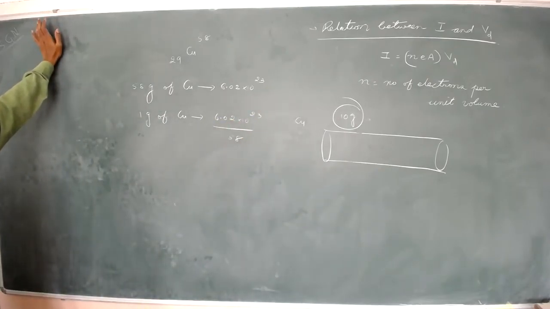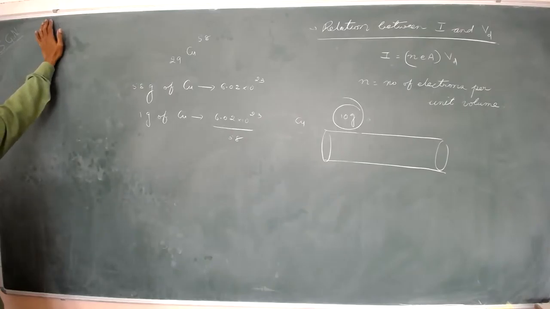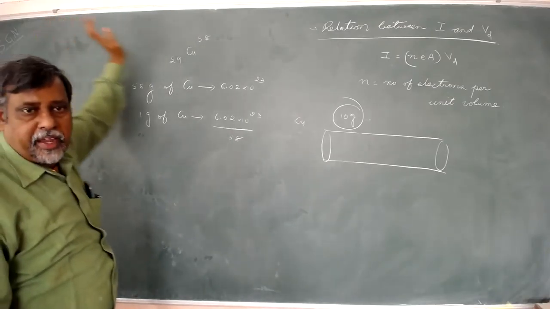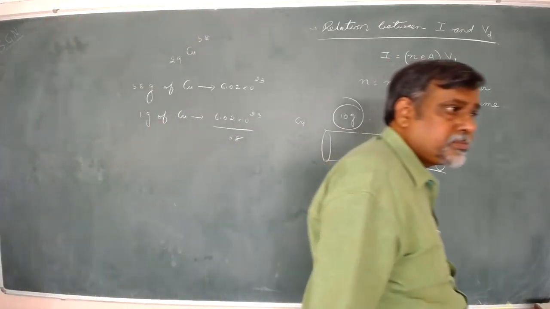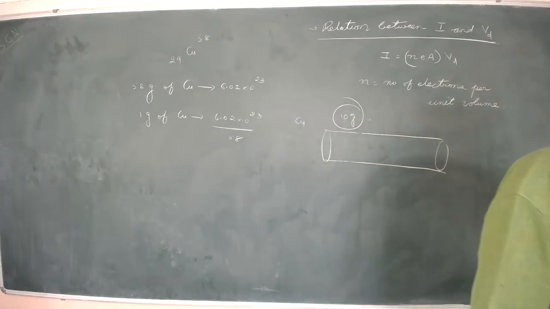See, Avogadro's number is not only related to molecules. 6.023 × 10²³ entities will be there. Those entities could be molecules, atoms, electrons, alpha particles or anything. That is called one mole.